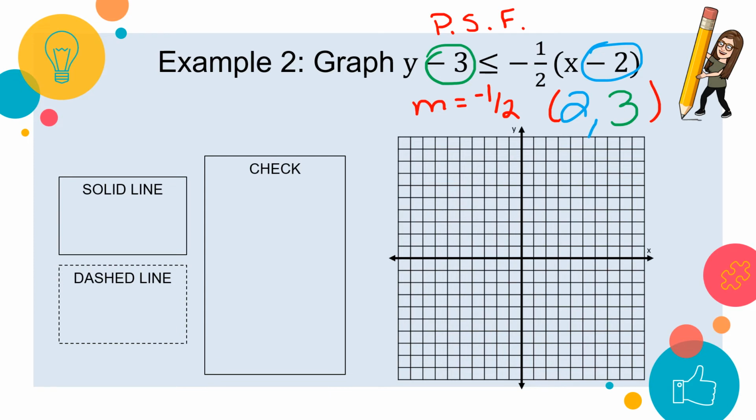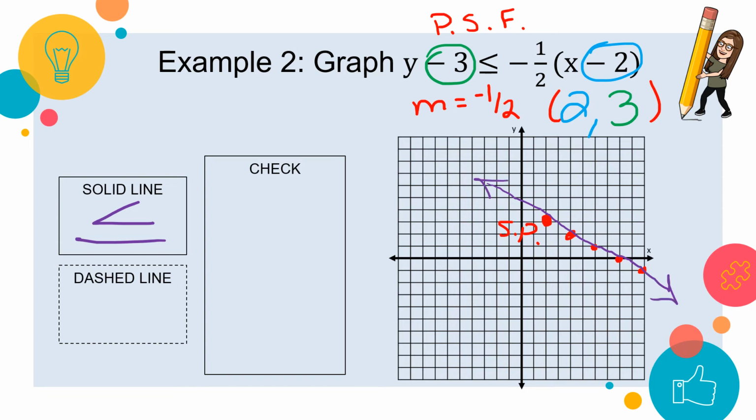But I'm going to plot that dot. My starting point exists right here at 2, 3. My slope is down 1, right 2, down 1, right 2, down 1, right 2. And now I need to decide if it's going to be solid or dashed. Well, let's see. My symbol says less than or equal to. That means it's going to be a solid line, as always, with arrows on the end.